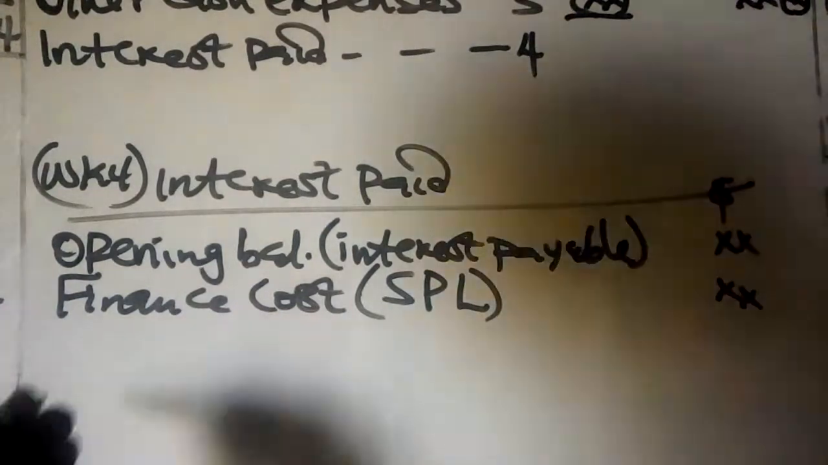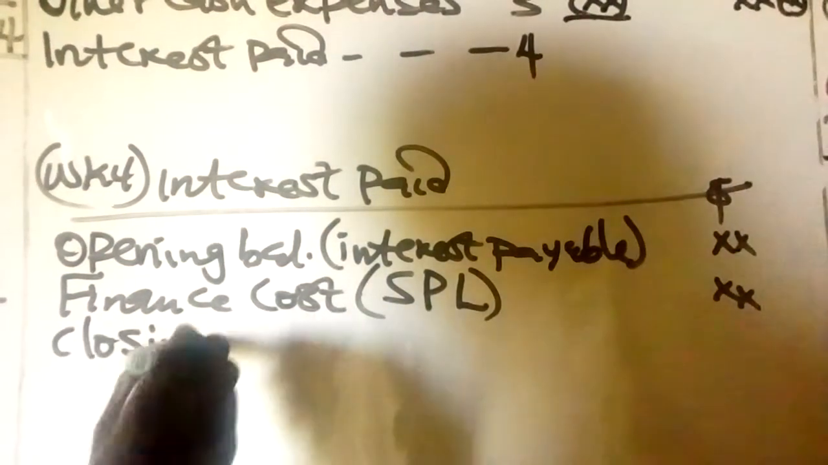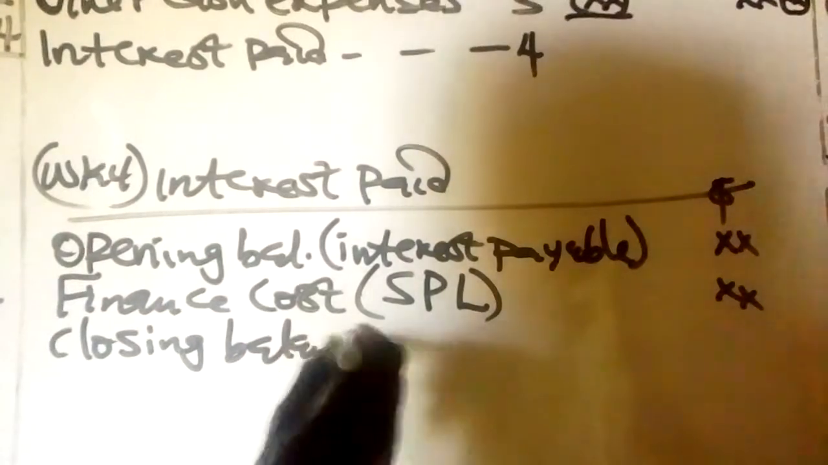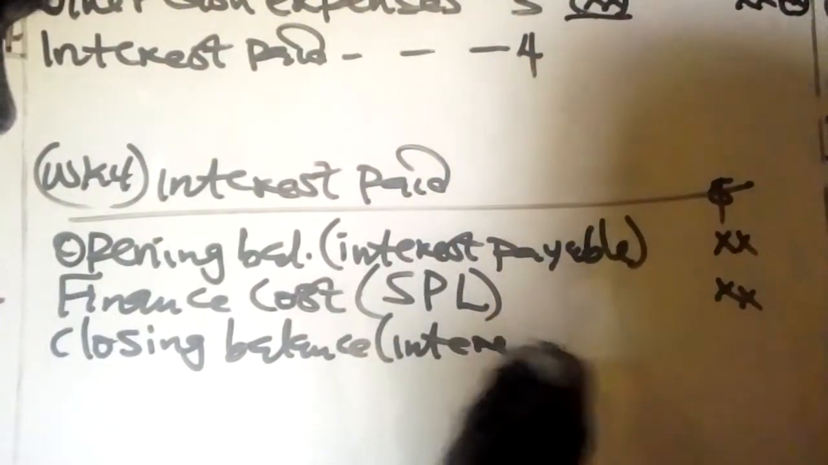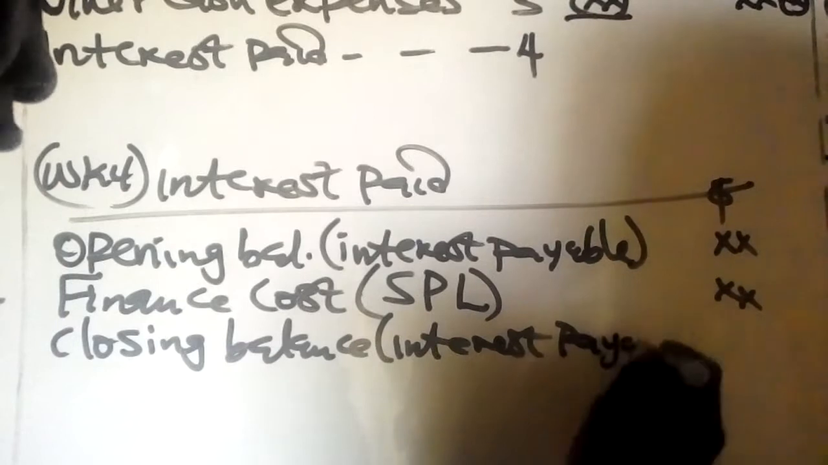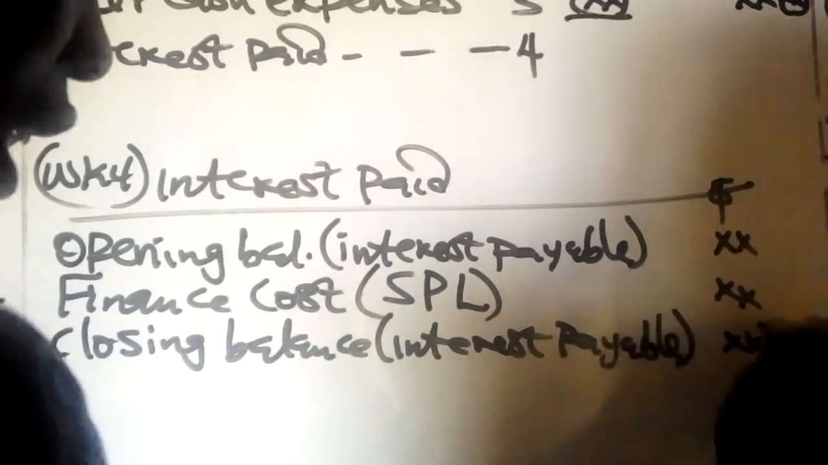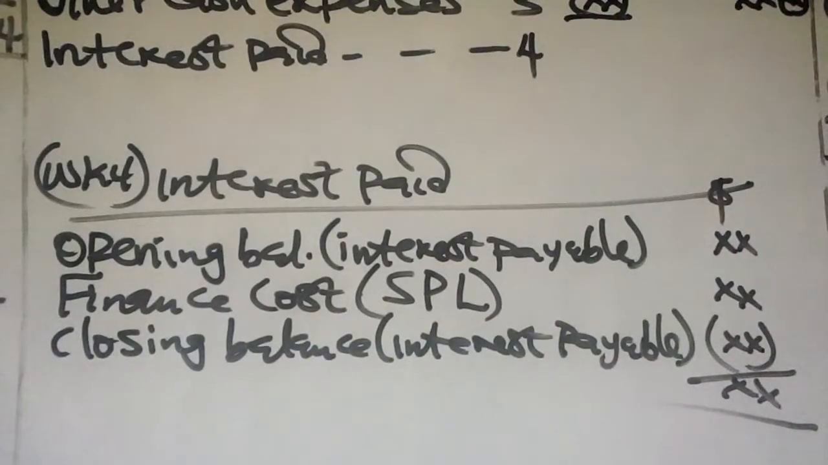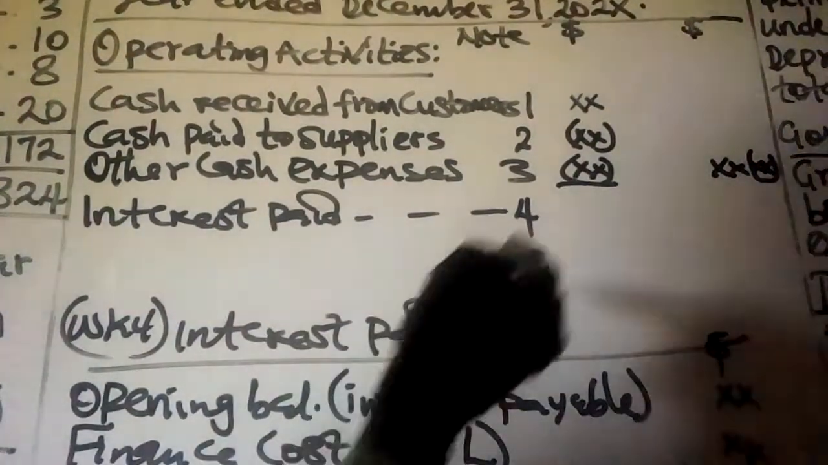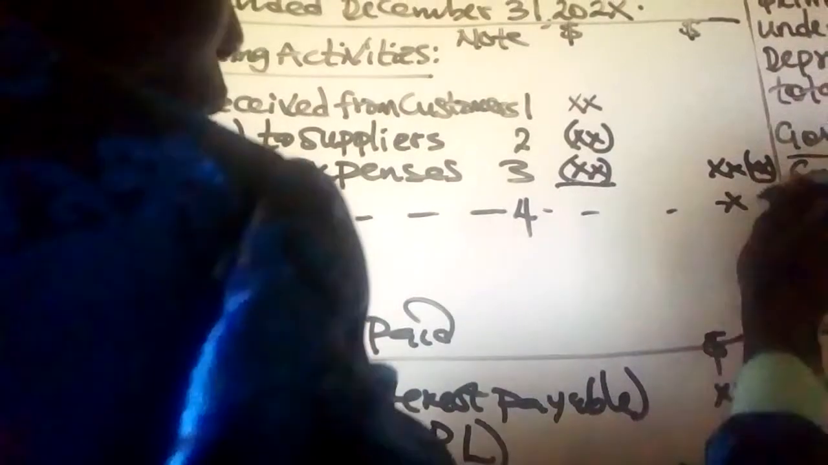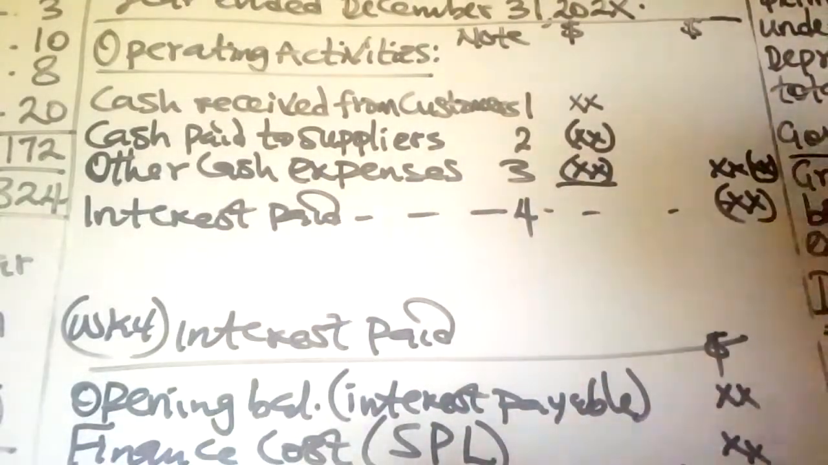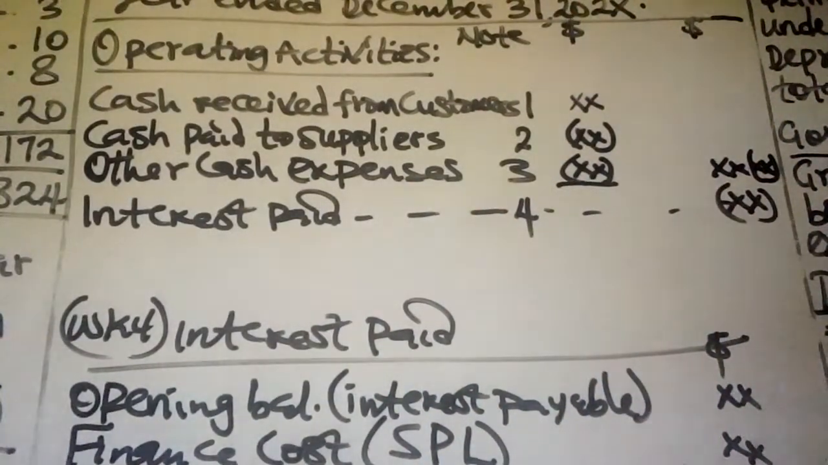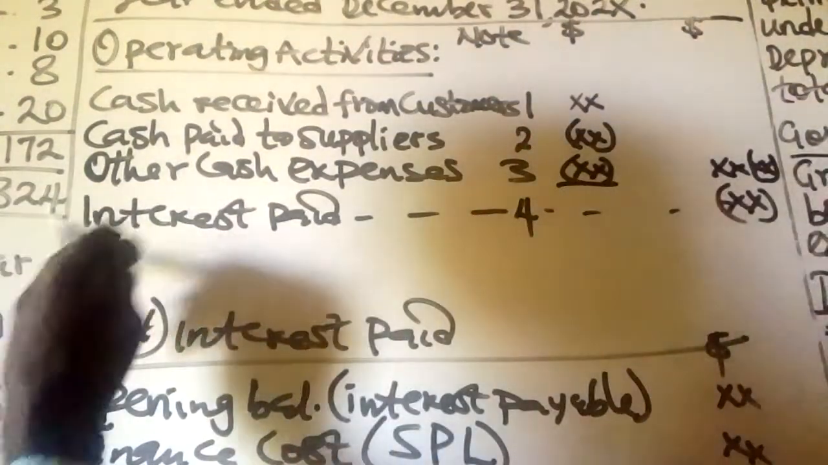Closing balance, that is interest payable. Don't forget, I've told you that your closing balance will be found in the closing statement of financial position, while the opening balance will be found in the opening statement of financial position. This amount is what we are going to report here. So you have it here.